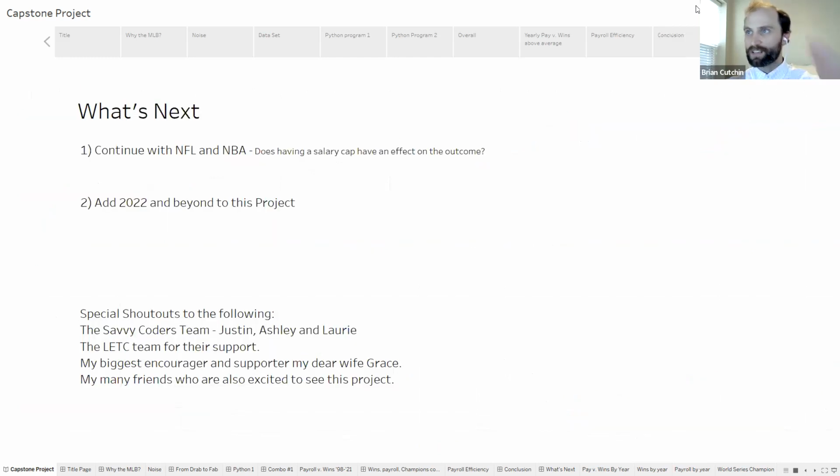So what is next? For myself, I want to continue this with the NFL and the NBA. Both of those leagues do have a salary cap. So maybe looking at whether a salary cap impacts a team's performance. Maybe having a salary cap, the best players are more evenly distributed, so one team can't just pay all the best players. And then also adding 2022 to this project and beyond, just kind of keeping up with it, seeing if this trend continues.